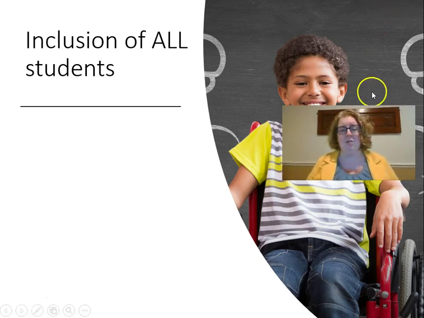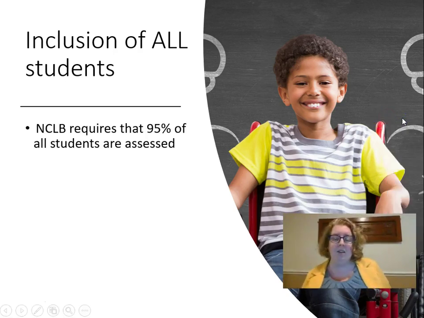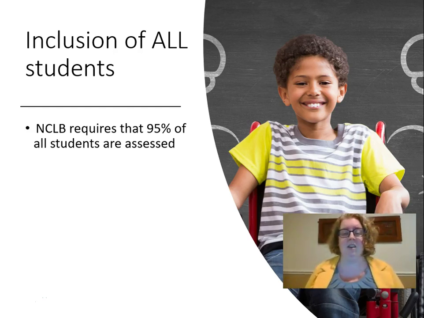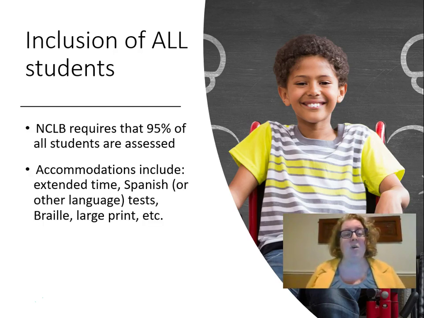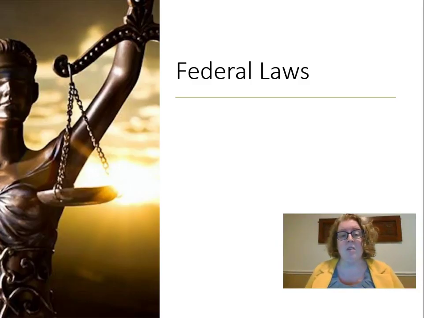The next thing we want to talk about is the inclusion of all students in the accountability mechanisms. So No Child Left Behind requires that 95% of all students are assessed in our state accountability programs. So accommodations for these students can include extended time, Spanish or other languages for English language learners, Braille, large print, other types of accommodations that would already be a part of their IEPs. So anything that's in a student's educational plan based upon the student's identified needs in the school can be part of their state assessments.